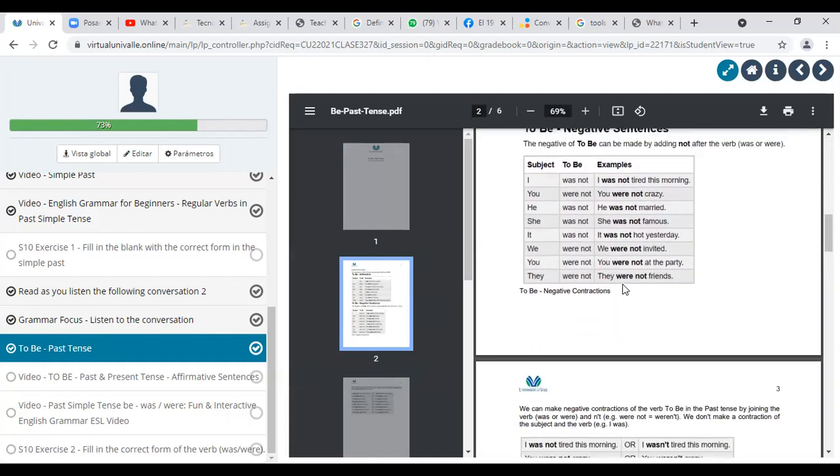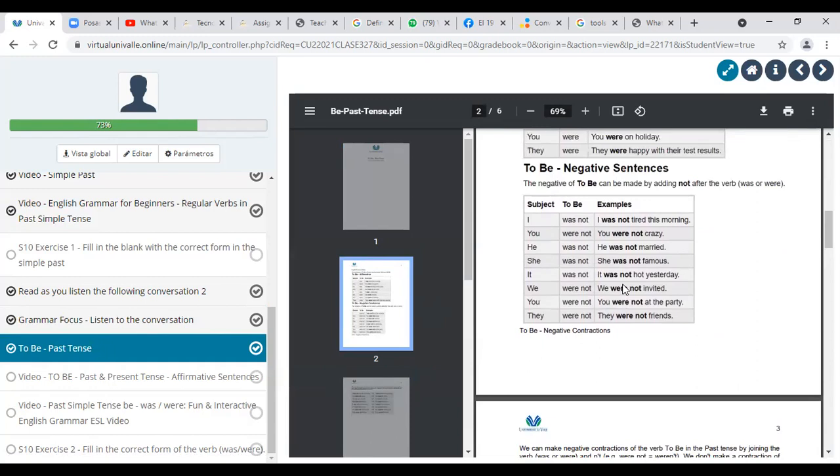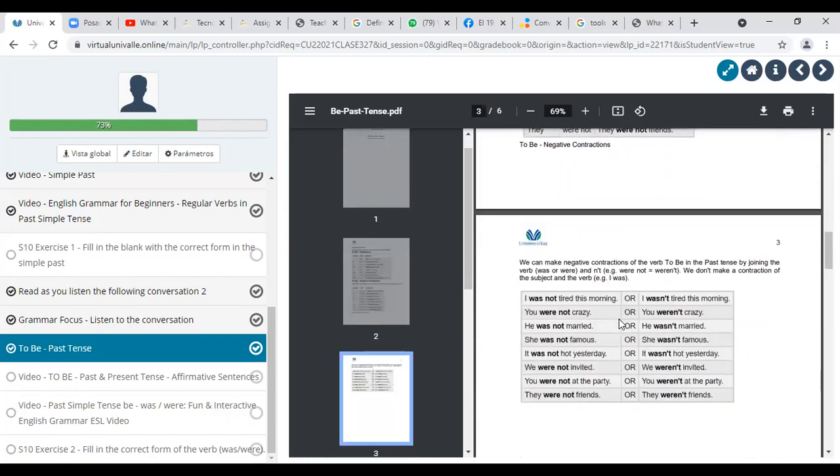For a negative statement, you just need a subject plus verb be, was not or were not, plus the complement. Example: I was not tired this morning. You were not crazy. He was not married. She was not famous. It was not hot yesterday. We were not invited. You were not at the party. They were not friends.